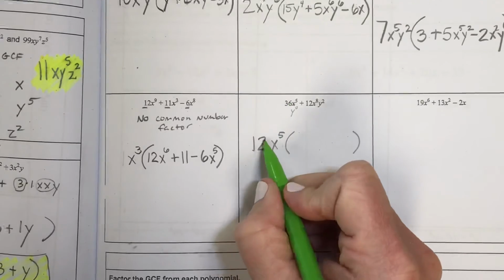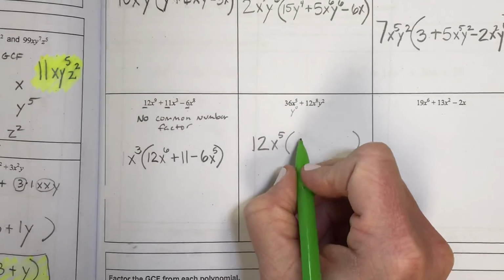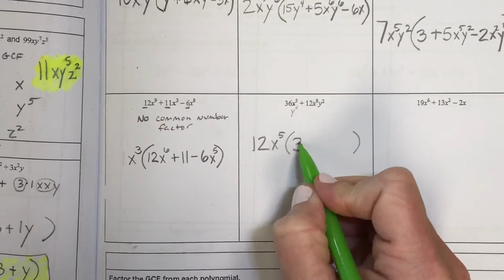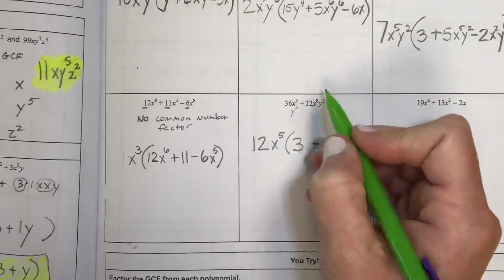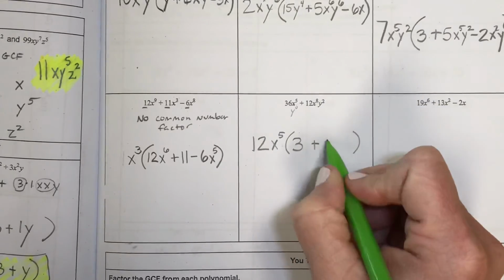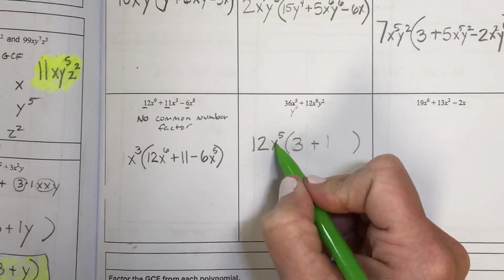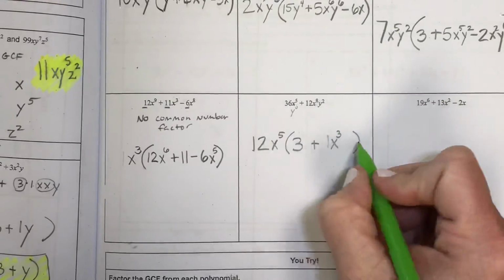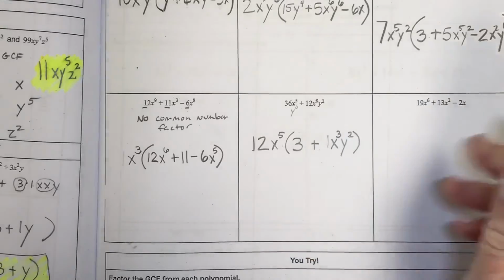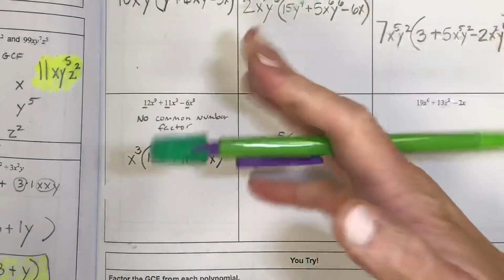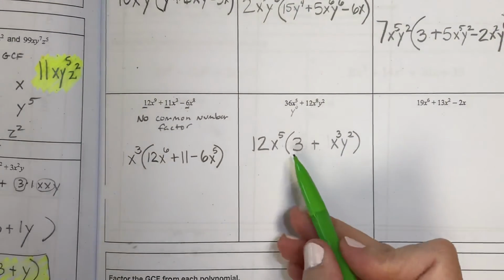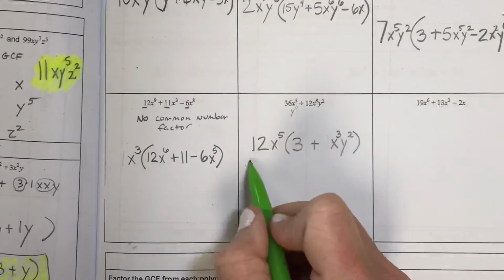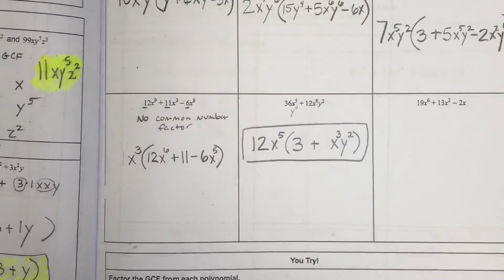So 36 divided by 12 is the number 3. X to the 5th, I took all of the x's out. There's no x's left over. 12 divided by 12 is 1. X to the 8th, take 5 x's out. I'm left with x cubed. And I did not take any y's out, so just y squared. Again, I don't really need that coefficient of 1, so I'm going to erase that. There's nothing in common between 3 and an x cubed y squared. And so this would be my GCF here.